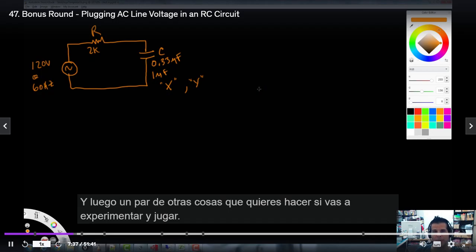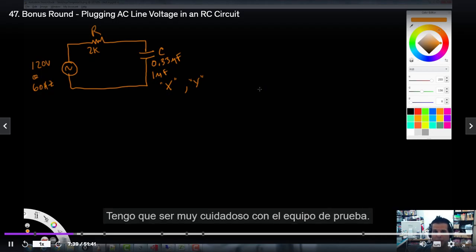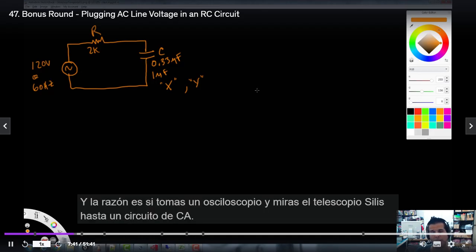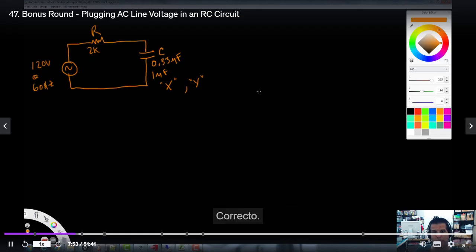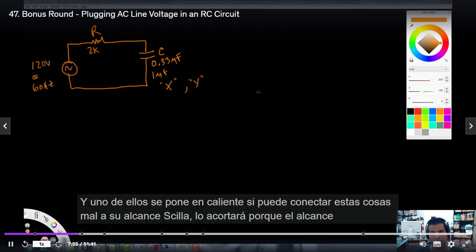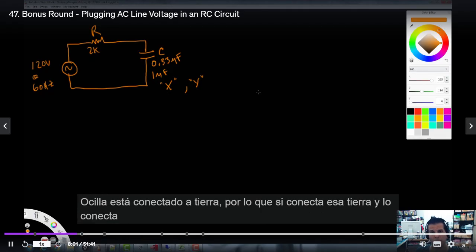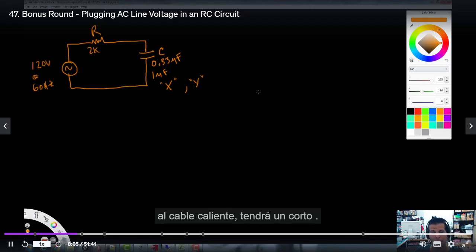If you're going to experiment and play around, you've got to be very, very careful with test equipment. And the reason why is if you take an oscilloscope and you hook it up to an AC circuit, you've got two prongs coming out of there, right? One of them goes to ground, and one of them goes to hot. If you connect these things wrong to your oscilloscope, you will short it out because the oscilloscope is tied to ground. So if you connect that ground to the hot wire, you'll have a short.